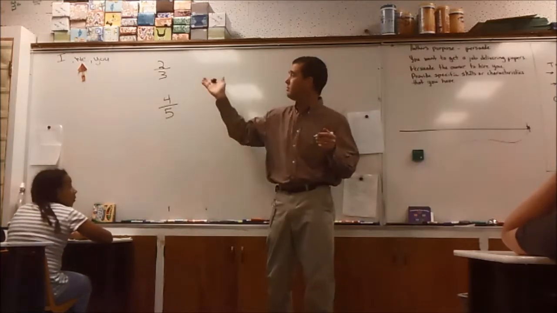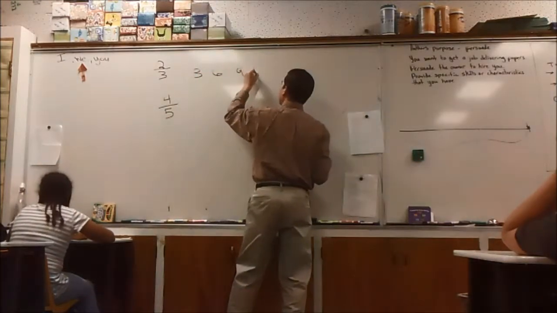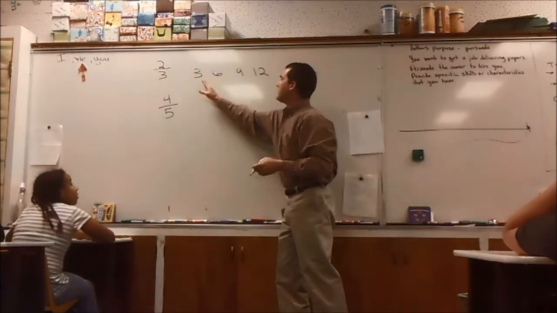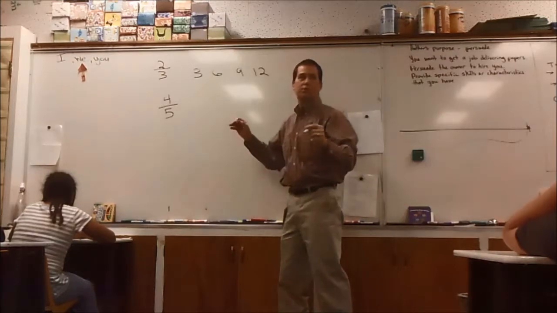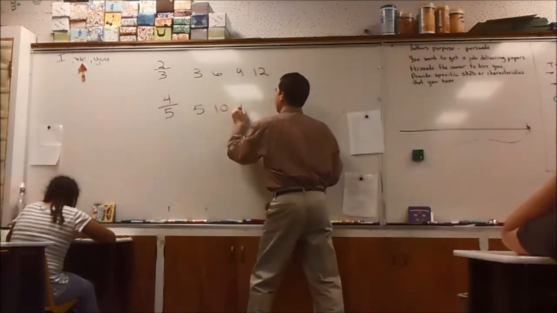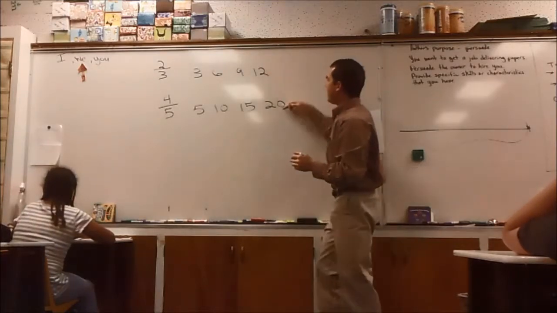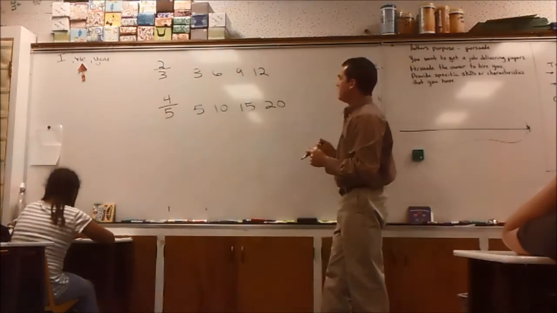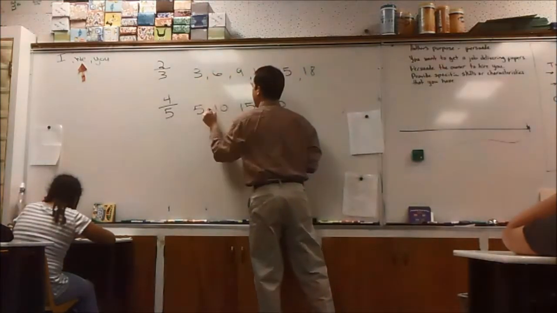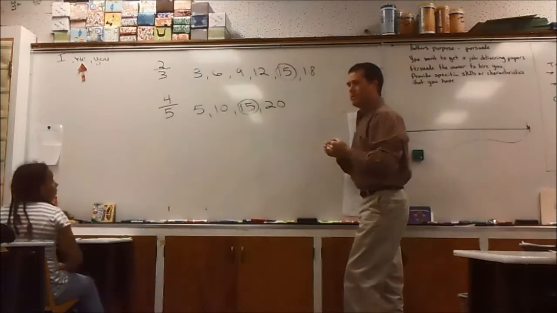Ready, Seth? Give me the first 4 multiples of 3. 3, 6, 9, 12. What are these called? Common denominator. No, they're not common denominators. Multiples. These are multiples. Give me the first 4 of 5. Julian. 5, 10, 15, 20. What are these called? Multiples. Do we have anything in common? No. Darn it. Let's do a couple more. 15, 18. Yes. We have something in common. 15. Now here's the big one.